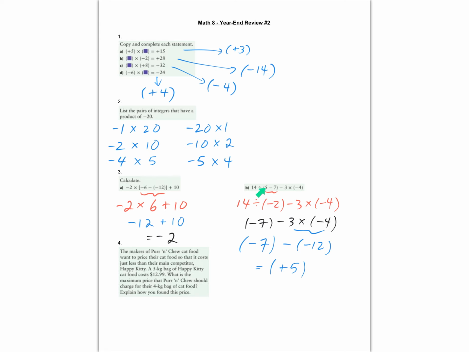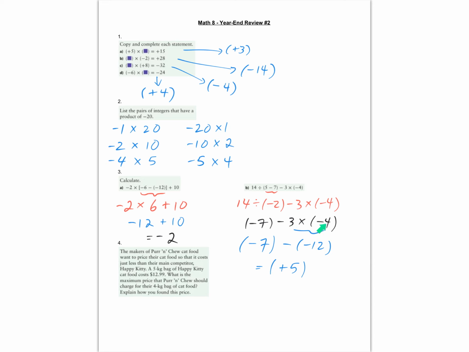Okay, again, we do the brackets first. 5 minus 7 is negative 2. I wrote everything else out where it was in the original statement. Working left to right, I got rid of division. 14 divided by negative 2 is negative 7. And then I just rewrote this stuff. And now I'm going to do this multiplication before this subtraction, because that's what BEDMAS tells us to do. So 3 times negative 4 is negative 12.